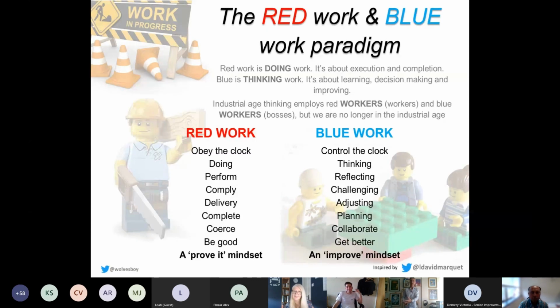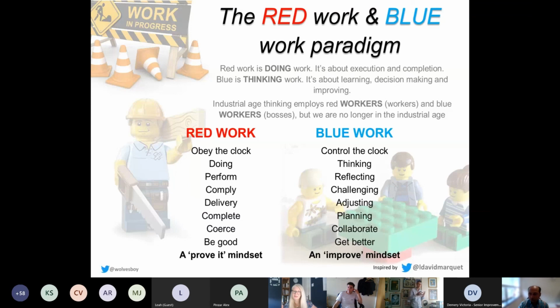And I talked about David Marquet before, and this is something from his work around how he thinks of things in terms of red work and blue work. The red work is the doing bit. We always get a little bit trapped in the doing stuff, the hamster wheel. You know, we've got to be doing stuff all the time. We haven't got time to stop and think. We've got to be doing. But blue work is so important. That's time to reflect and think and plan and change and understand and improve.